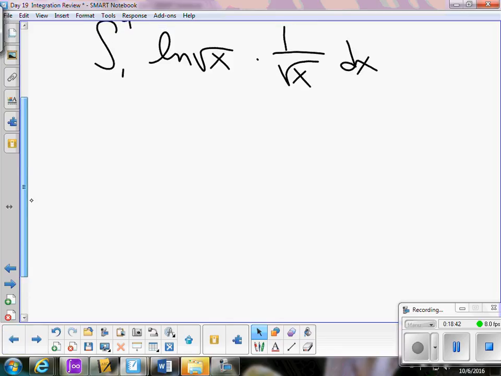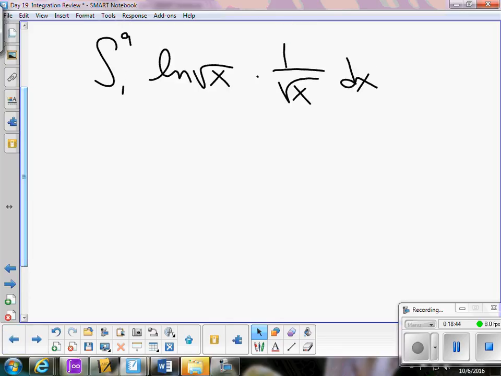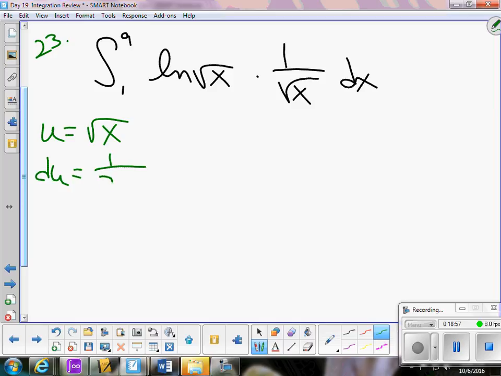Right. So that's what we're going to do. Okay, well, let's start it out. So we're going to make u just the square root of x. It's nice when you just know that by heart. You don't have to think about it. So nice.